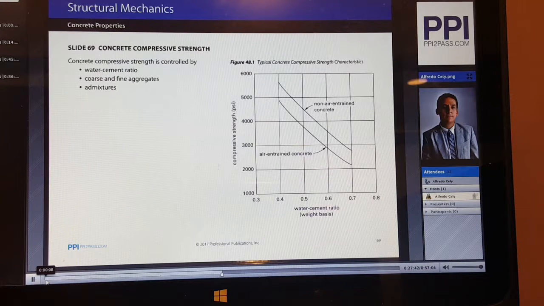So here we see the typical concrete compressive strength characteristics based on the water-cement ratio and the strength of the concrete given in PSI. The concrete compressive strength is controlled by the water-cement ratio, the coarse and fine aggregates, and the admixture. Here we see a chart that relates the compressive strength with the water-cement ratio.